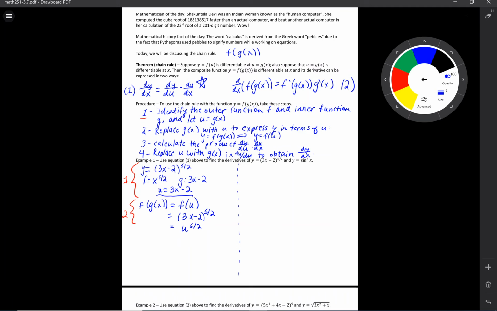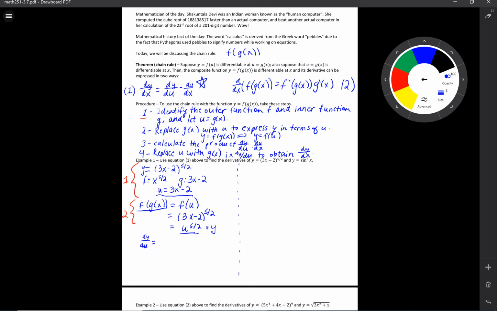That is step 2. Next, I need to find dy du and du dx. So I have u to the power of 5 halves. Since this is equal to f of g of x, this u to the power of 5 halves is equal to y. All of these are equivalent to each other. So if I wanted to find dy du, this is the derivative of this expression right here in terms of u. That means that we're treating u as the variable. We're treating u like x.